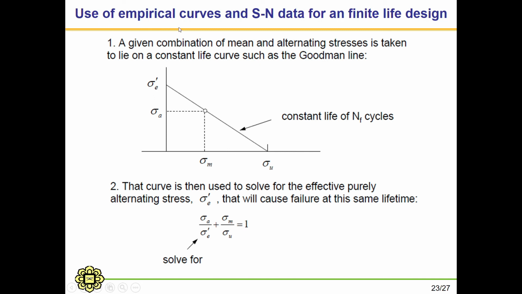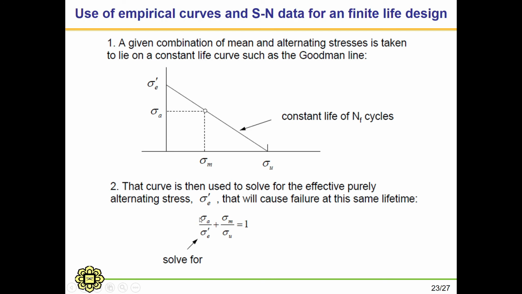Okay, use of empirical curves and SN data for a finite life design. A given combination of mean and alternating stresses is taken to lie on a constant life curve such as the Goodman line. So this is the Goodman line just now. The curve is then used to solve for the effective purely alternating stress sigma E prime that will cause failure at the same lifetime. So they want to find what sigma E prime is.